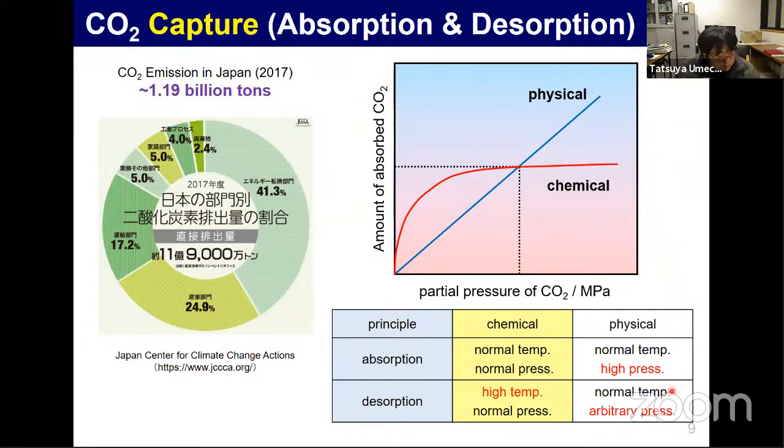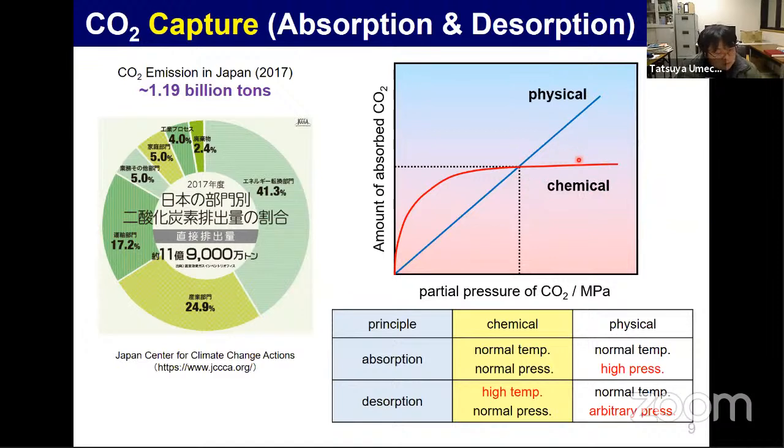This figure is a simple illustration diagram showing the relationship between chemical and physical absorption. The horizontal axis of this figure is the partial pressure of carbon dioxide. The partial pressure of carbon dioxide has the same meaning as the concentration of carbon dioxide in the gas phase. The vertical axis of this figure is the absorbed amount of carbon dioxide in the absorber. In the lower concentration region, the absorbed amount of carbon dioxide with the chemical absorption method is larger than that with the physical absorption method due to the chemical reaction. In the higher concentration region, however, the absorbed amount of carbon dioxide with the chemical absorption method plateaus.